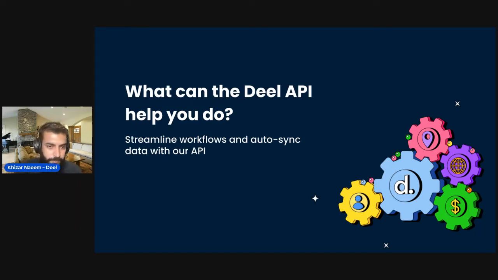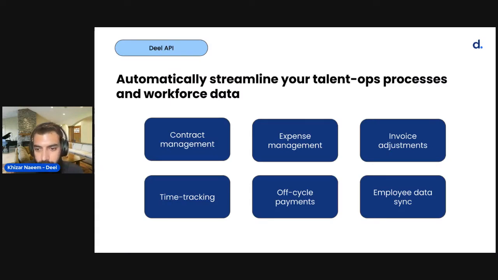What can Deel API help you do? You can essentially automatically streamline your talent operations processes and workflow data. You can do multiple things such as contractor management, expense management, invoice adjustment, time tracking. Rebecca, if you could go to the next slide. Yeah, so you could do time tracking, off-cycle payments, employee data synchronization. Today, Deel API allows you to do everything you want to do around hiring and managing contractors. And soon enough, we're also bringing out EOR, the full-time employee scope. These are the top high-level things you can do, like create contracts, change them, and then manage expenses, like make adjustments to invoices, give bonuses to people, or have them declare any expense, give them allowance, all these kind of small adjustments that need to be made on a contractor invoice.